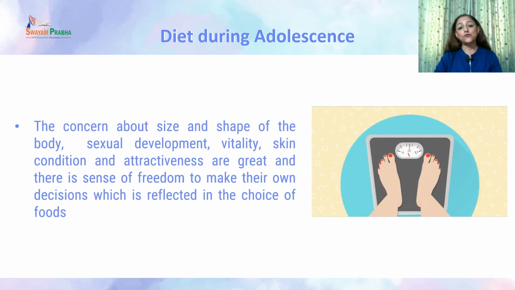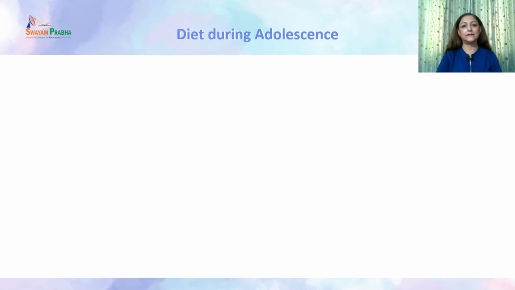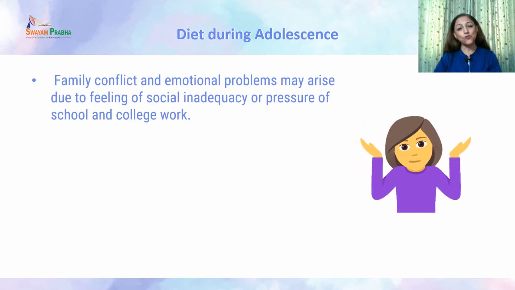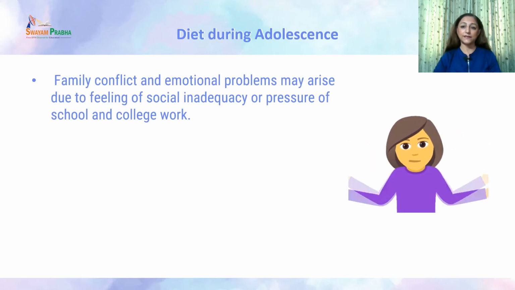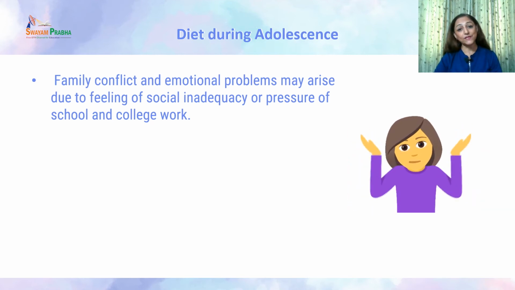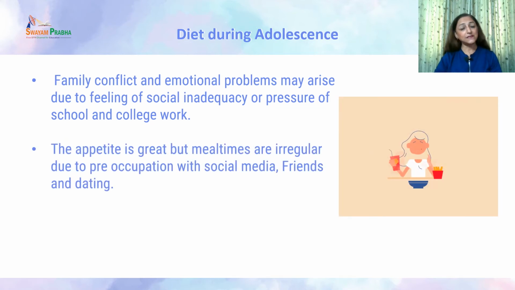The concern about the size and shape of the body, sexual development, vitality, skin condition, and attractiveness are the main focus. Along with that, there is a sense of freedom to make their own decisions, and this is reflected in the choice of food by these adolescents. Then family conflicts and emotional problems may also arise because of a feeling of social inadequacy and pressure from school and college work. So the appetite is great in adolescents, but the meal times are irregular.